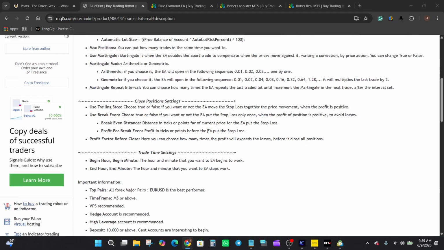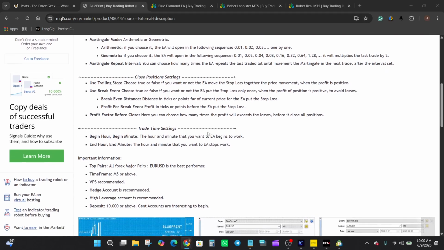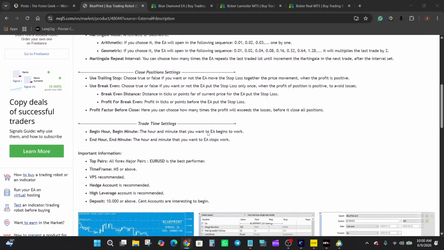The EA also allows users to define a maximum spread threshold before trades are taken, along with a maximum number of simultaneous positions. Now, one of the major components of BluePrint EA is its Martingale functionality. The developer provides the option to enable or disable Martingale, and traders can choose between arithmetic and geometric progression modes. Arithmetic increases lot sizes gradually, while geometric progression doubles the previous lot size as positions are added.